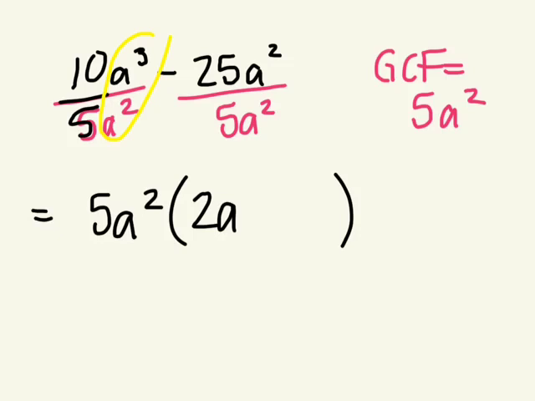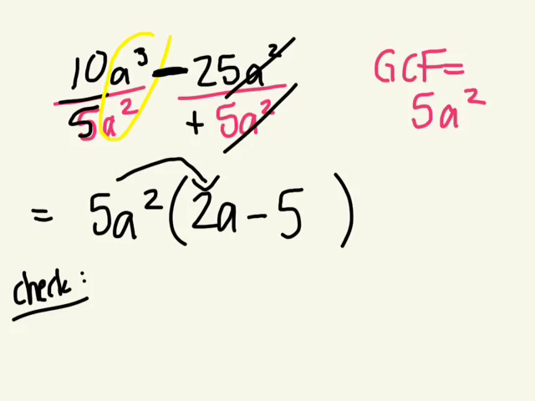And then do the second part. Negative 25 divided by positive 5. You have to include the sign that's in front of the term. Negative 25 divided by 5. A squared divided by a squared cancels out. It's just 5. Okay, you can check your answer again. Check.